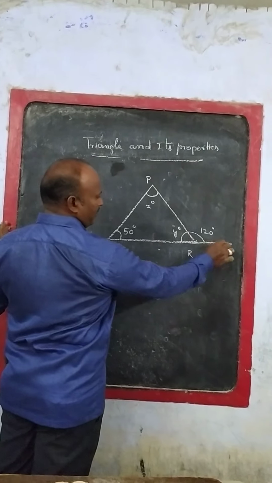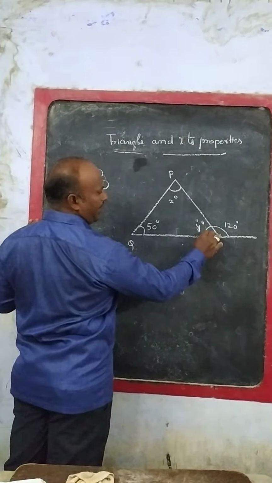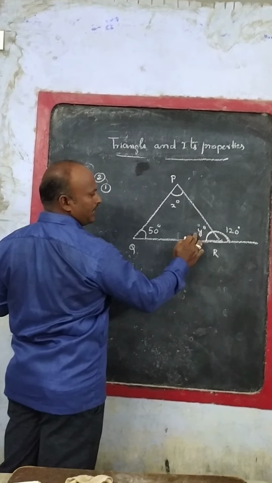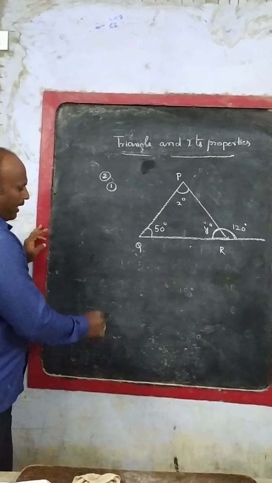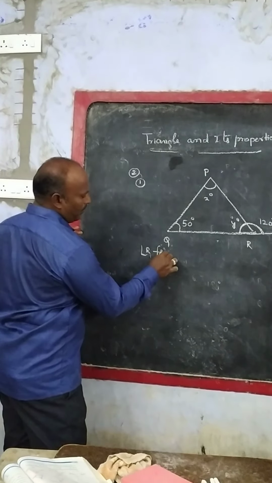So QR is a straight line. Here angle R forms a straight angle. Straight angle means the sum of these two angles is 180. Here angle R forms a straight angle.